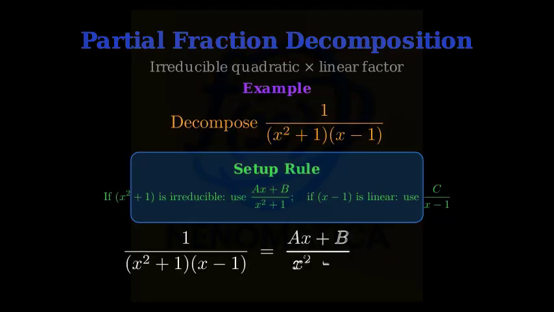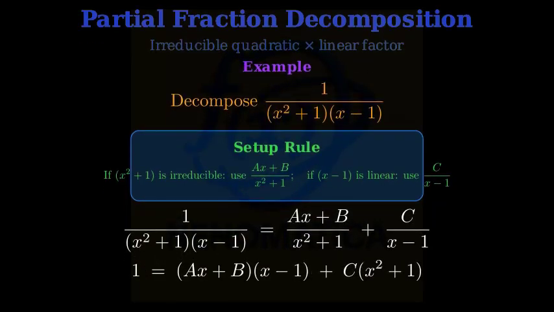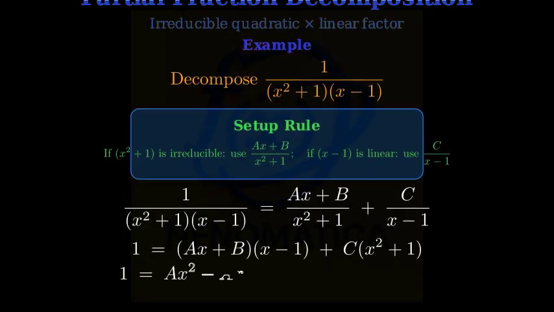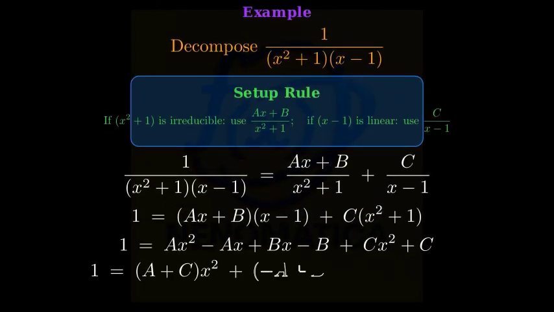So we write 1 over the product equals ax plus b over x squared plus 1 plus c over x minus 1. Next, multiply both sides by the common denominator, x squared plus 1 times x minus 1, to clear denominators. That gives 1 equals (ax plus b) times (x minus 1) plus c times (x squared plus 1). Now expand and combine like terms in the numerator. On the left, the polynomial is just the constant 1, meaning the coefficients of x squared and x are 0, and the constant term is 1.